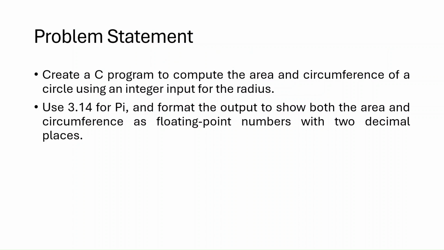The problem statement is that we have to create a C program that calculates two things based on an integer input. For the radius, we have to find the area of the circle and the circumference. And it is mentioned in the equation that we have to use a constant value of 3.14 for pi, and the output, area, and circumference both are going to be floating point numbers with two decimal places.